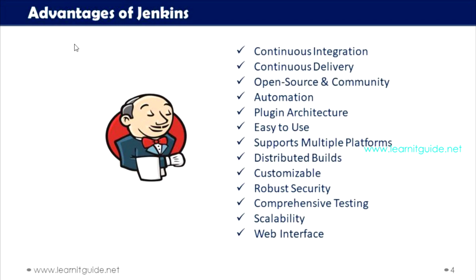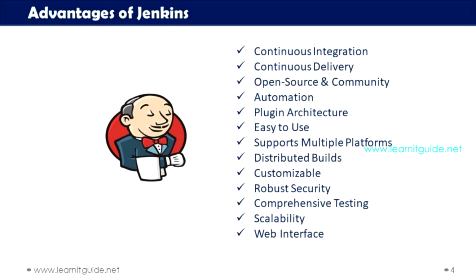And it has robust security. Jenkins offers security features to protect your CI/CD pipelines and sensitive data. It supports user authentication, role-based access controls, and integration with external security systems. This ensures that the CI/CD process remains secure. Then, comprehensive testing. Jenkins integrates seamlessly with various testing tools and frameworks, allowing you to perform a wide range of tests, including unit tests, integration tests, and functional tests. Comprehensive testing helps identify and fix issues early and ensures software quality.